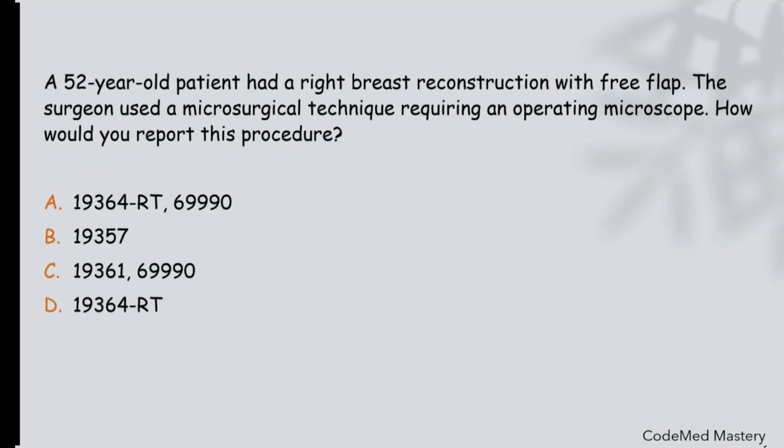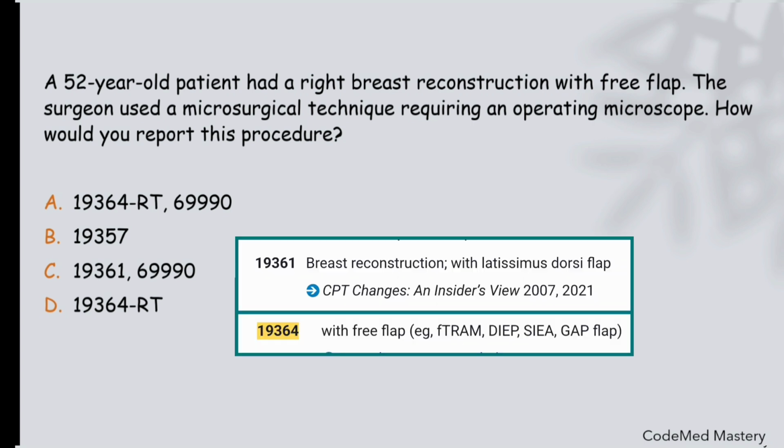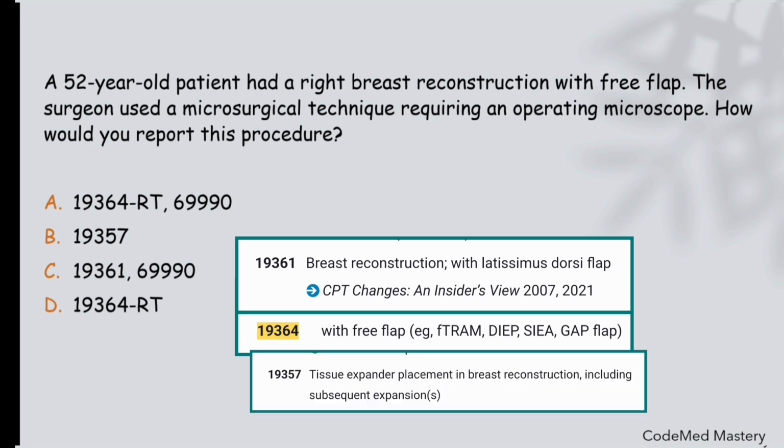Next question. A 52-year-old patient had a right breast reconstruction with free flap. The surgeon used microsurgical technique requiring an operating microscope. How would you report this procedure? Check the options. In option A and D, the code is 19364. 19364 is for breast reconstruction with free flap. Option B 19357 is for tissue expander placement in breast reconstruction including subsequent expansion.